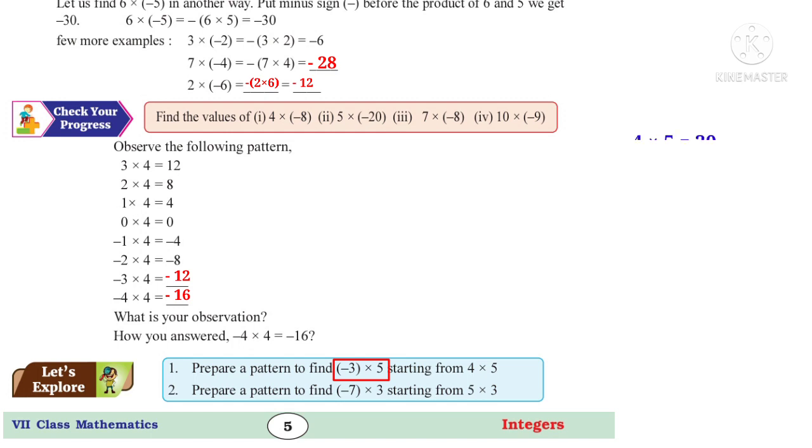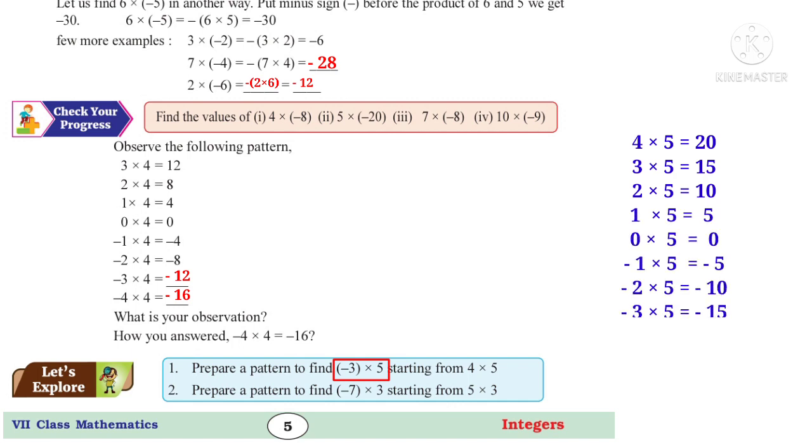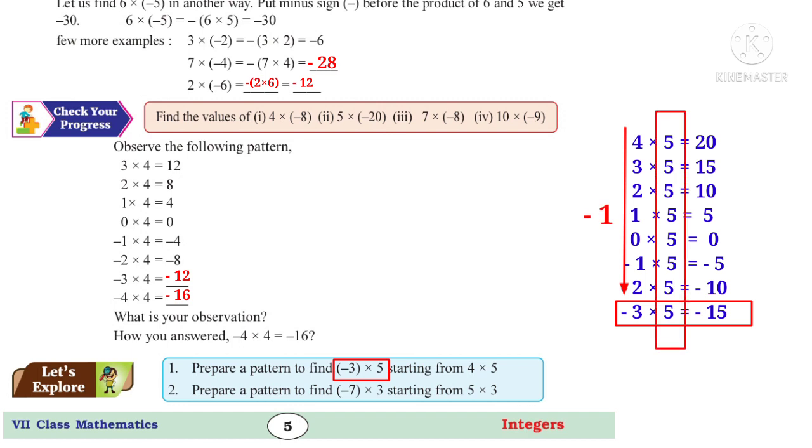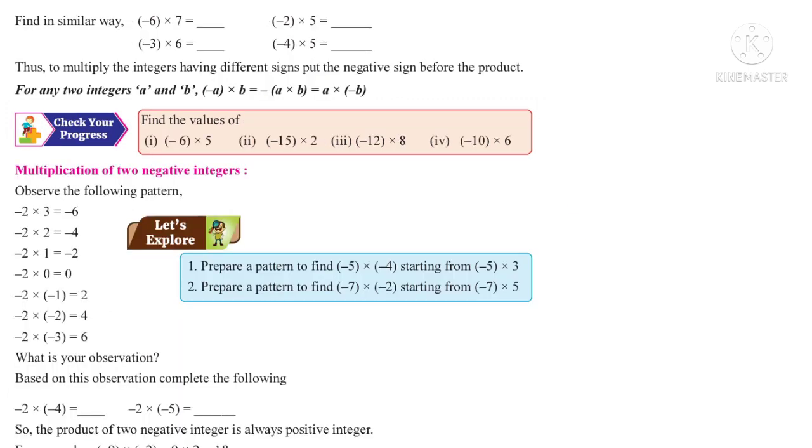4 into 5 is 20, 3 into 5 is 15, 2 into 5 is 10, 1 into 5 is 5, 0 into 5 is 0, -1 into 5 is -5, -2 into 5 is -10, and at last, -3 into 5 is -15. Observe here that the first numbers are descending from 4 to -3, difference 1, and the second number is a fixed number 5, and the products are also having a fixed difference 5.